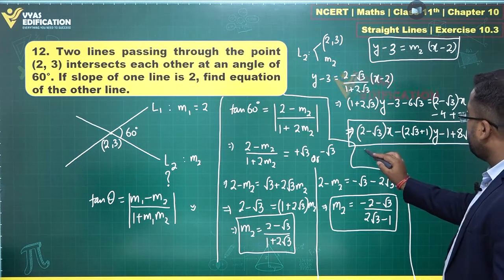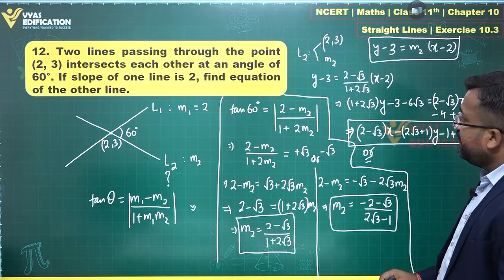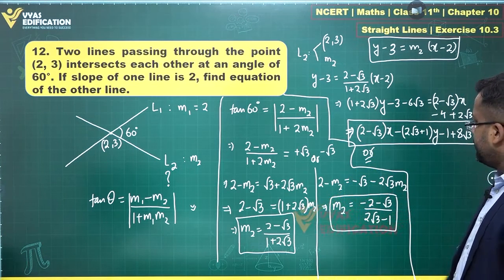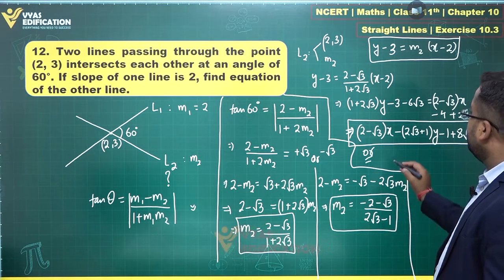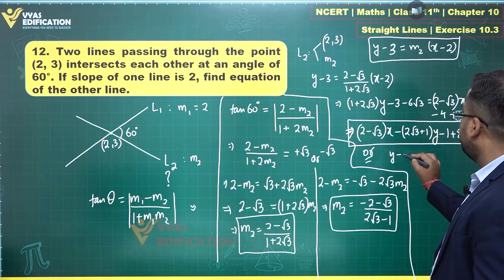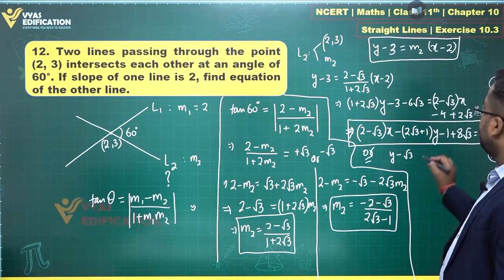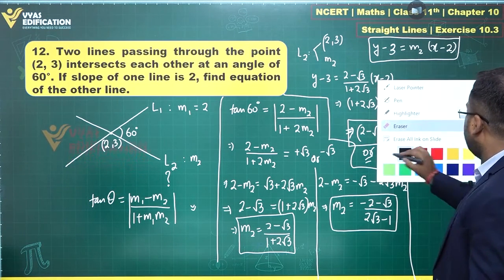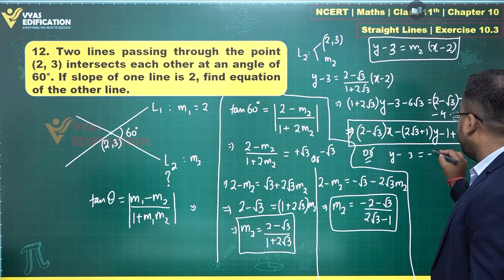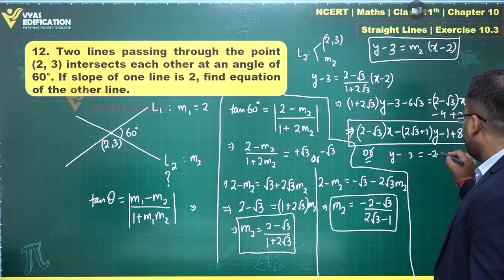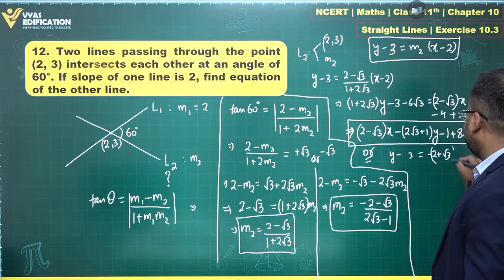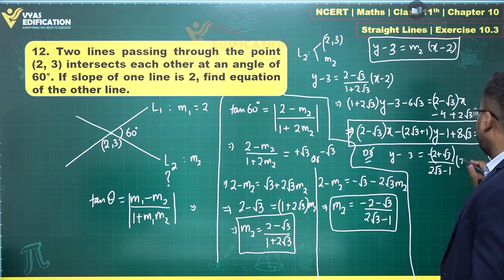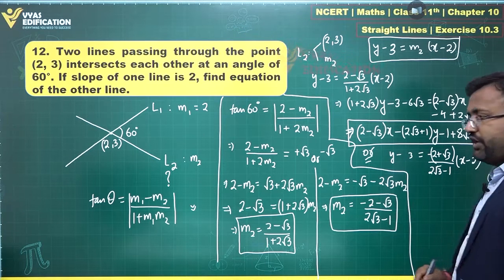That's one of the equations, or the other equation can be obtained using this other value of M2. This tells me y minus 3, once again, y minus 3 is equal to minus of 2 minus root 3. You can take a minus common and you have 2 root 3 minus 1 times x minus 2. This is what you get.